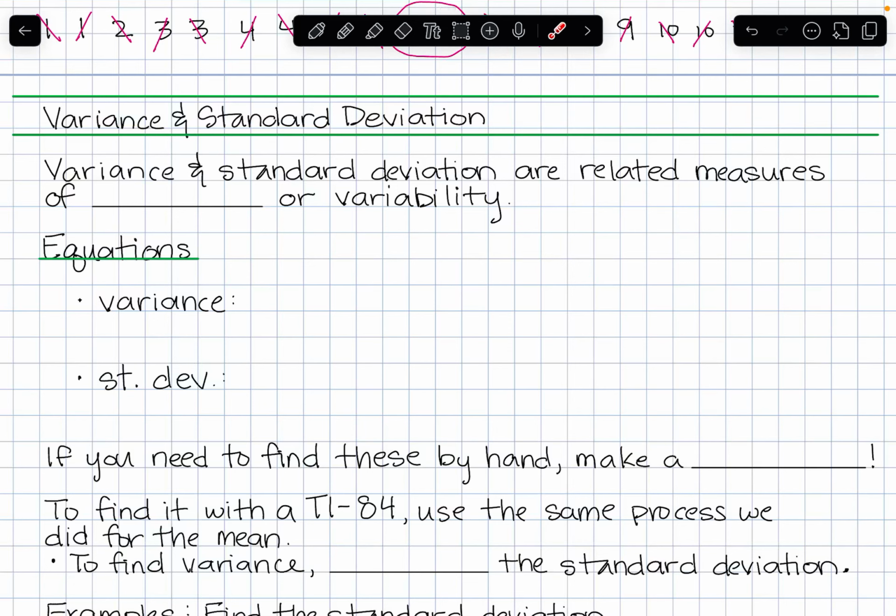In our last two videos, we talked about two measures for the center of a data set. Where is the middle value? Now we're going to talk about measures of spread or variability. And the very first values that we use to measure spread are variance and standard deviation.